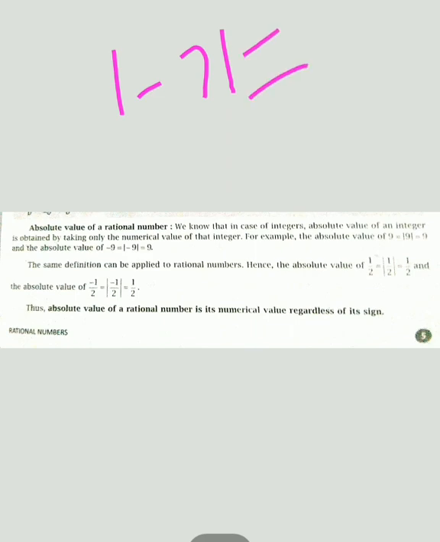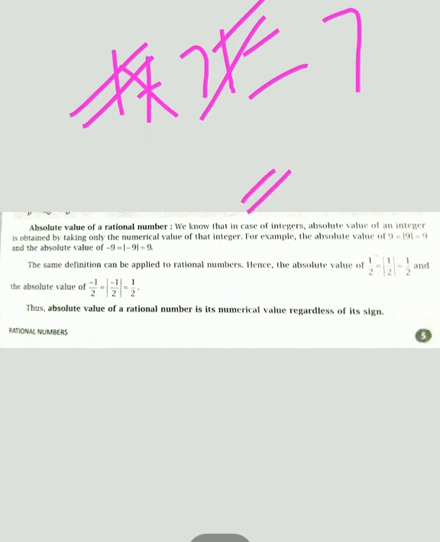what is absolute value? Absolute value of a rational number, this is the number we will put in a modulus. These two lines are called modulus. If we suppose we put minus 7, it means when this modulus is removed, it will cut the minus. The answer will be only 7. Okay, means whether the number is positive or negative, if we remove this modulus, the number will be positive.